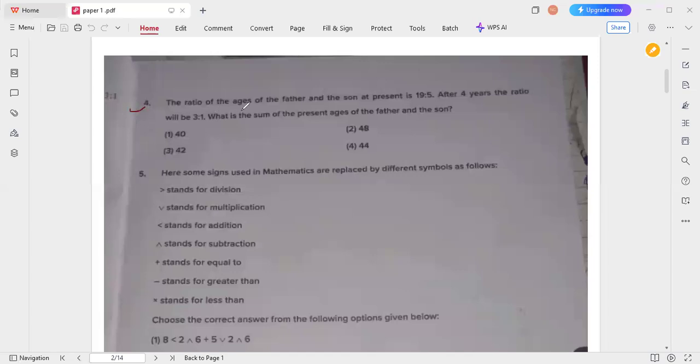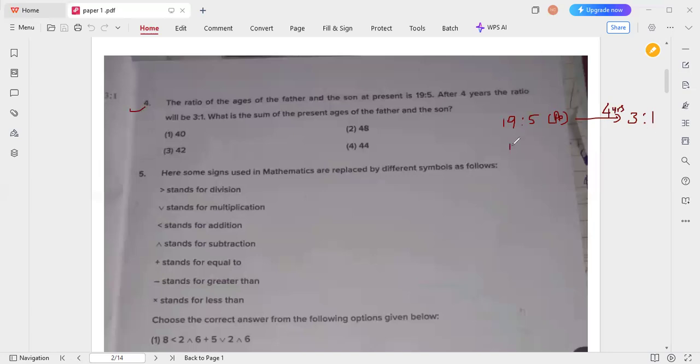The ratio of ages of the father and son at present is 19:5. After 4 years, the ratio will be 3:1. What is the sum of the present ages of father and son? So the ratio of father and son at present is 19:5. After 4 years, it will be 3:1.